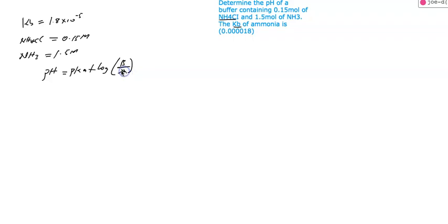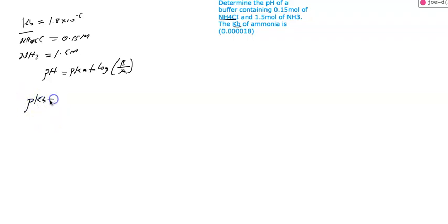Now, we have pKa in our equation, but we do not have pKa in the question. We have to use the Kb to find the pKb and use the pKb to find our pKa, so that we can plug that into our equation. So first of all, let's find pKb.